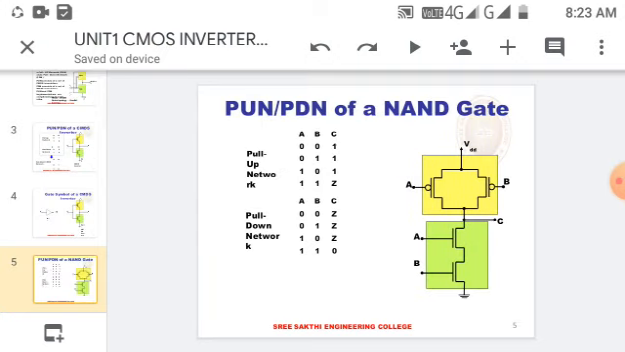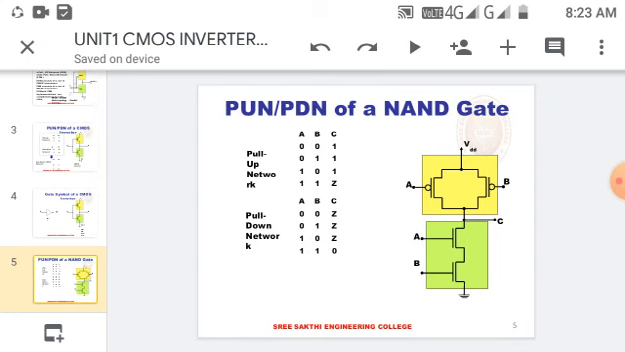So this is the PDN and PUN of a NAND gate. NAND means NOT plus AND. So by using PMOS and NMOS, we can get a NAND gate. The PDN, that is the pull down network, will be in series and the pull up network will be in parallel. Here we are taking two inputs A and B, which are connected in series in the pull down and in parallel in the pull up network. Always NMOS will be in series and PMOS will be in parallel. This is the logic in VLSI. Don't forget this. With this we can draw a NAND gate.